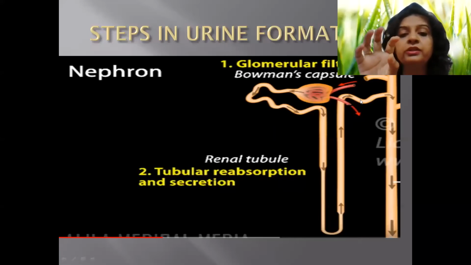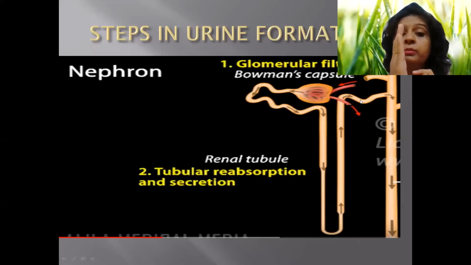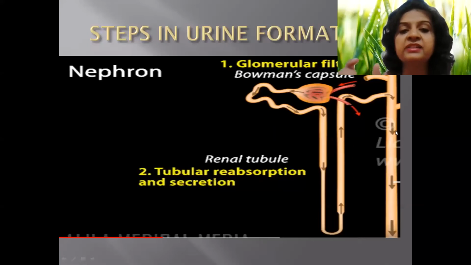Now secretion is putting things from the blood into the tubule. Reabsorption is putting things from the tubule back into the blood. The hydrogen ion and potassium ion are secreted into the DCT. And when this filtrate moves into the collecting duct, then we will call it urine. Till now the word filtrate was used.